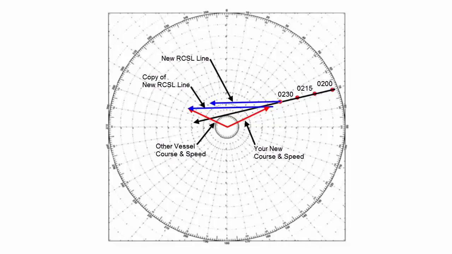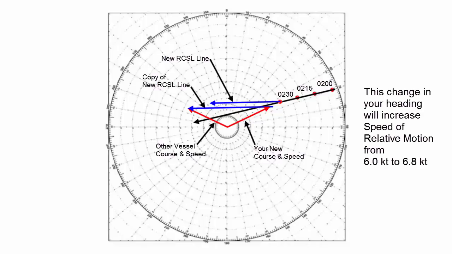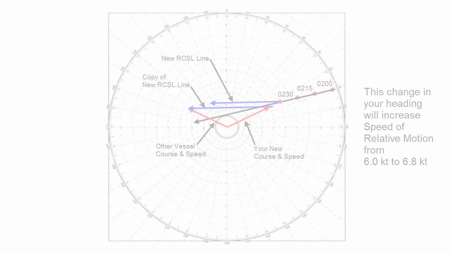As shown here, this requires that you change course from 40 degrees magnetic to 64 degrees magnetic and maintain your 4-knot boat speed. This course change by you will increase the speed of relative motion between you and the other vessel from 6.0 knots to 6.8 knots, which you can determine by measuring the length of the new relative course and speed line. This assumes that the other vessel maintains its course and speed unchanged.